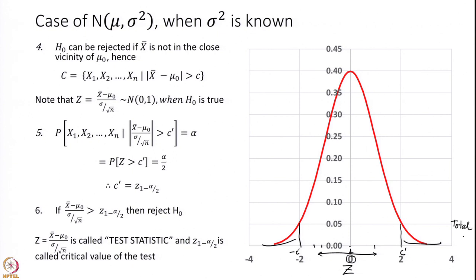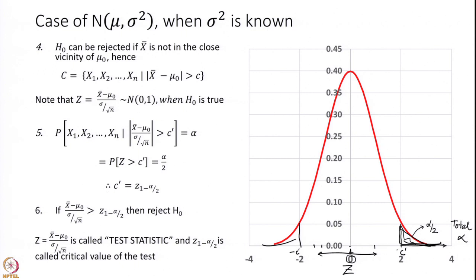Total value should be alpha. So it means that if you take only this much area, which says z greater than c dash, this area is going to be alpha by 2. So now your c dash has to be such that the probability of z greater than c dash is alpha by 2, and therefore c dash is small z 1 minus alpha by 2.